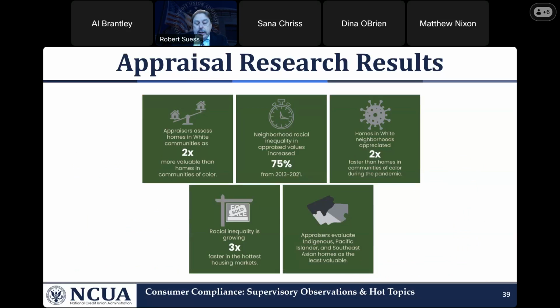Appraisers assess homes in white communities as 2 times more valuable than homes in communities of color. Neighborhood racial inequality in appraised values increased 75% from 2013 to 2021. Homes in white neighborhoods appreciated 2 times faster than homes in communities of color during the pandemic. Racial inequity is growing 3 times faster in the hottest housing markets. Appraisers evaluate Indigenous, Pacific Islander, and Southeast Asian homes as the least valuable. Next slide, please.